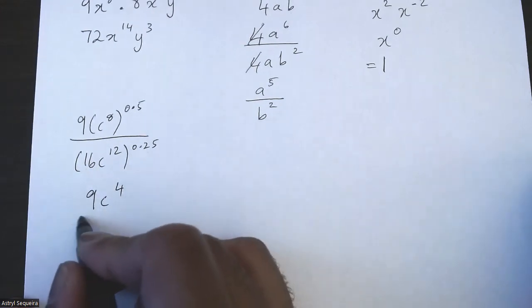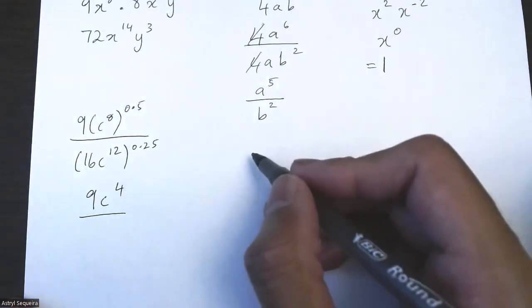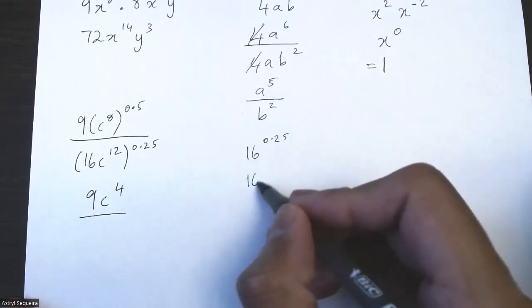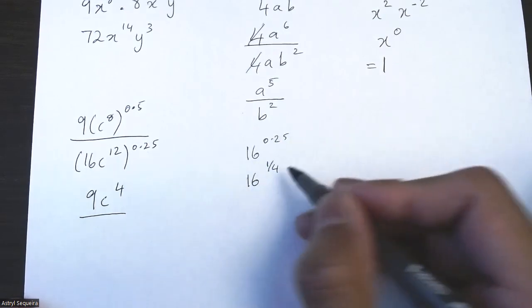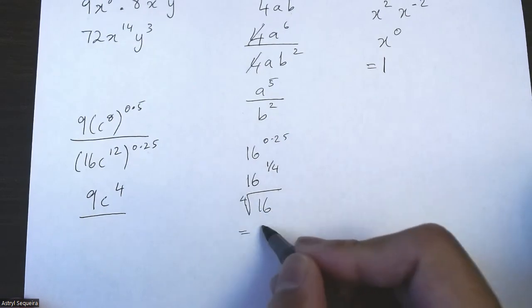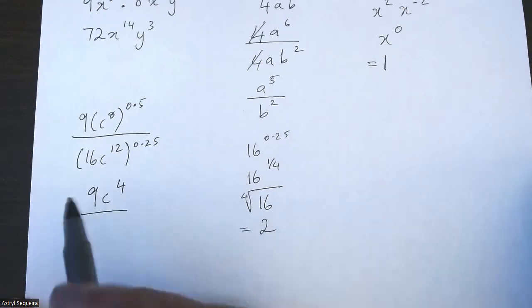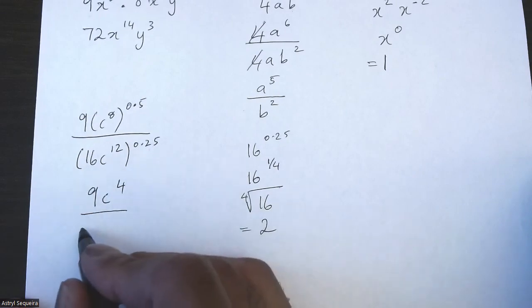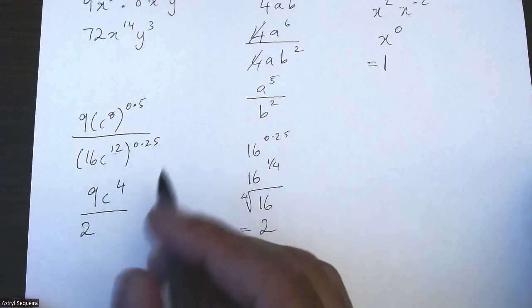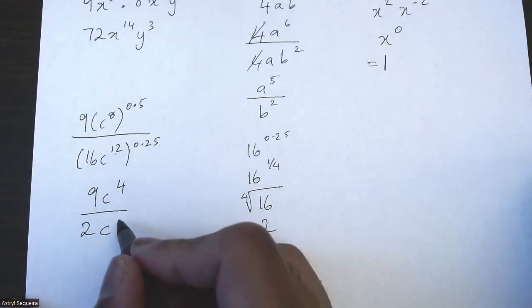Well, you should probably know this, but if you don't know it, I'll explain it over here. 16 to the power of 0.25 is the same as 16 to the power of 1 over 4, which is the same as the 4th root of 16, which is just 2. So 16 to the power of 0.25 is just 2. And here I'm going to multiply the exponents. 12 times 0.25 is just 3.